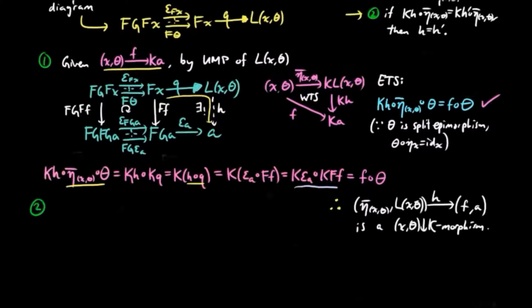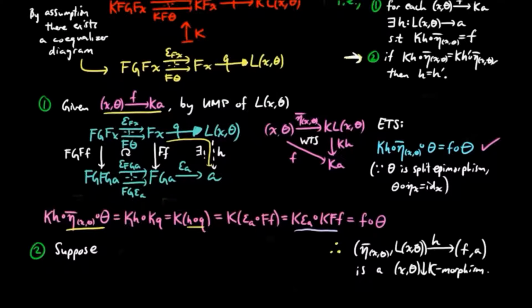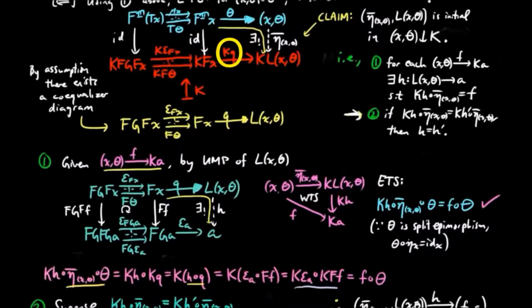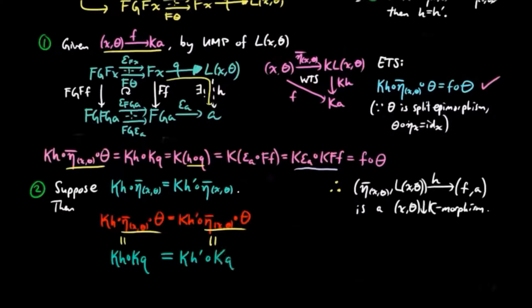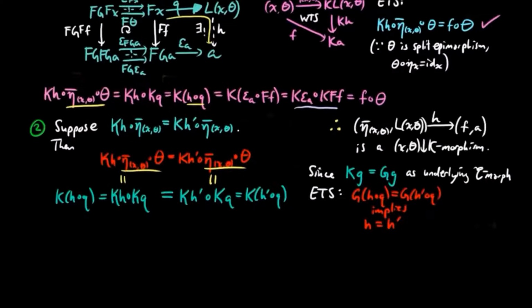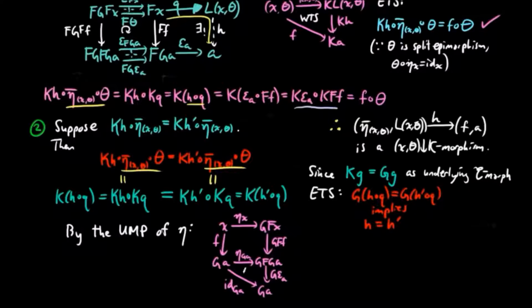For the uniqueness part, we suppose that there is another morphism, H prime, such that KH eta bar X theta is equal to KH prime eta bar X theta. By precomposing by theta, we have KHQ is equal to KH prime Q. Then noting that K is just G on underlying E morphisms, it is enough to show that GHQ equal to GH prime Q implies that H is equal to H prime. By using the universal mapping property of the unit eta, we see that in the diagram the bottom triangle commutes by the triangle identity for the adjoint situation FG, and the top square commutes by naturality of eta.